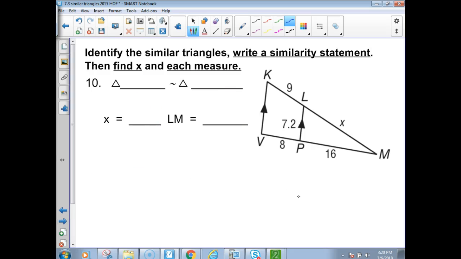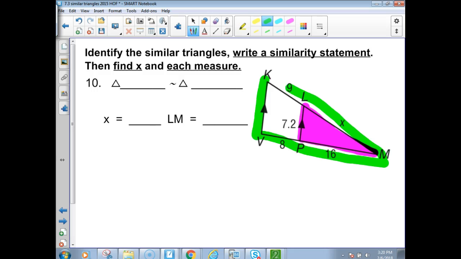Right, 10. Now I have a little bit more work to do as far as which triangle, how we're going to compare things. Oh, I got that ginormous marker again. Okay, so that triangle has an X and a 16 on it. We're going to have to compare it to that triangle.